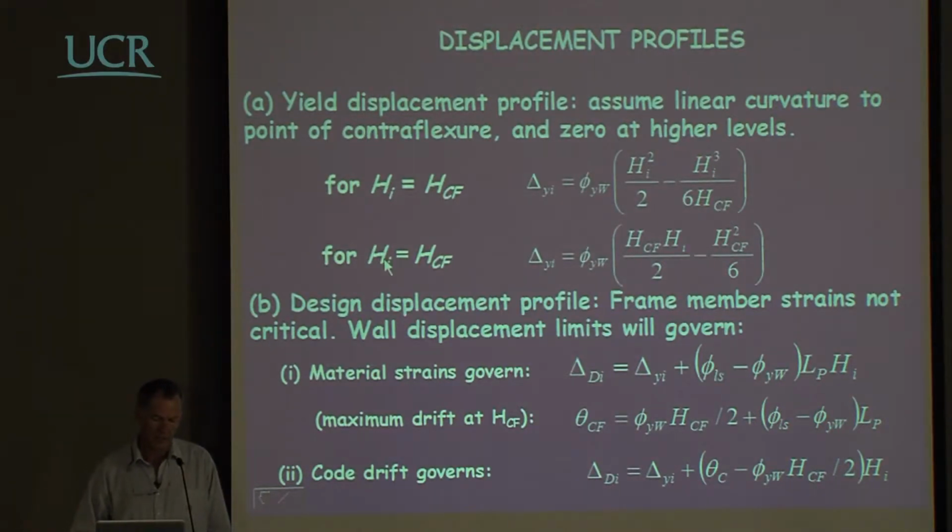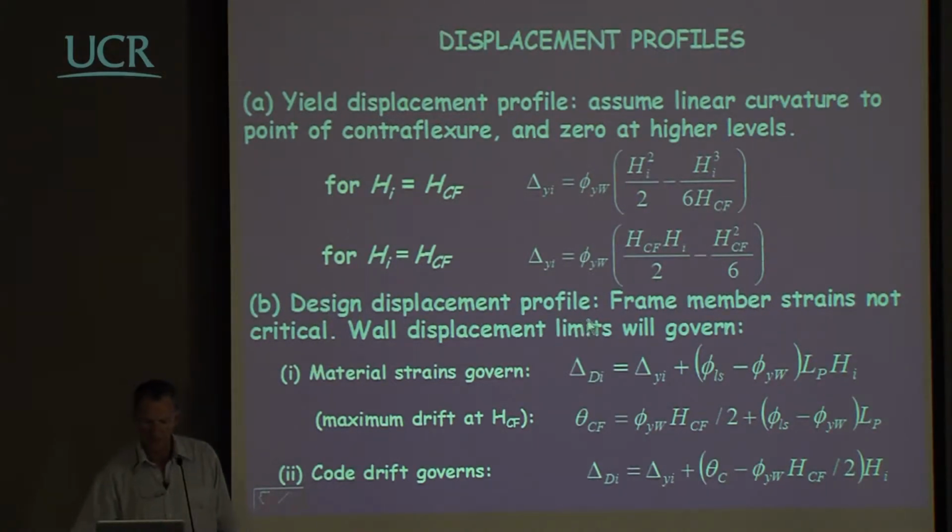If we're looking at a story that is above the height of contraflexure, so this should be greater than or equal to, then we have a slightly different expression for the displacement profile, the yield displacement profile. But with this, we know what the yield displacements are at the height of the frame, of the wall itself.